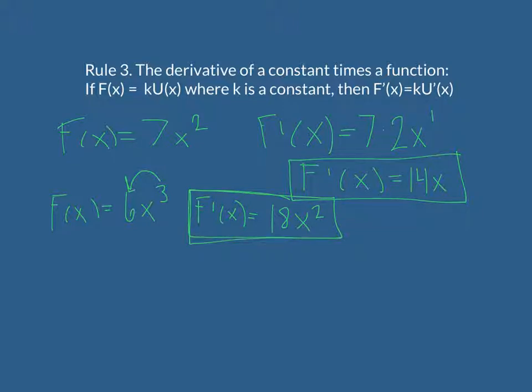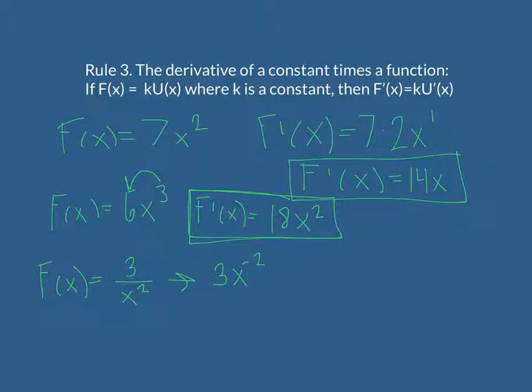Alright, let's look at one more. That requires a little bit more work, but it's still going to be the power rule with the derivative of a constant. So I have 3 over x squared. Now I can't use the power rule if my function is in this form. So I'm going to transform my function into a format that we can use the power rule. So it would be 3x to the negative 2 power.